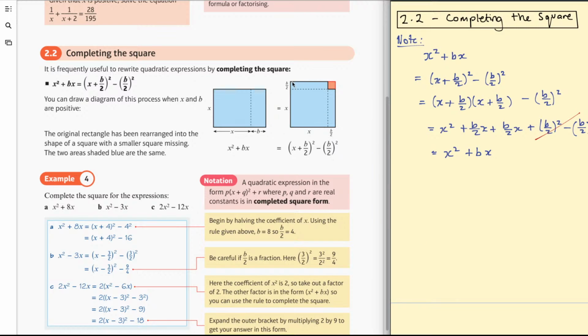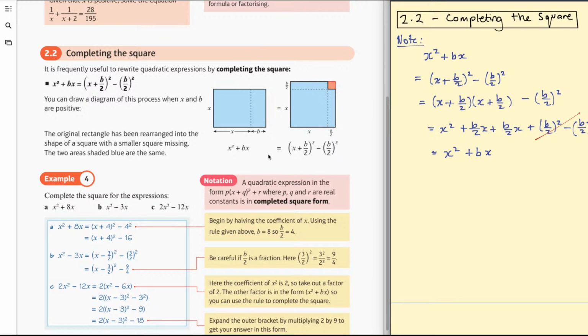And it actually has a geometric proof of this as well. You can draw a diagram of this process when x and b are positive. So here we have a rectangle with lengths x and b, and the area would be x squared plus bx. The area would be this square plus this rectangle, so x squared, this area in here, plus b times x, this area of this rectangle.